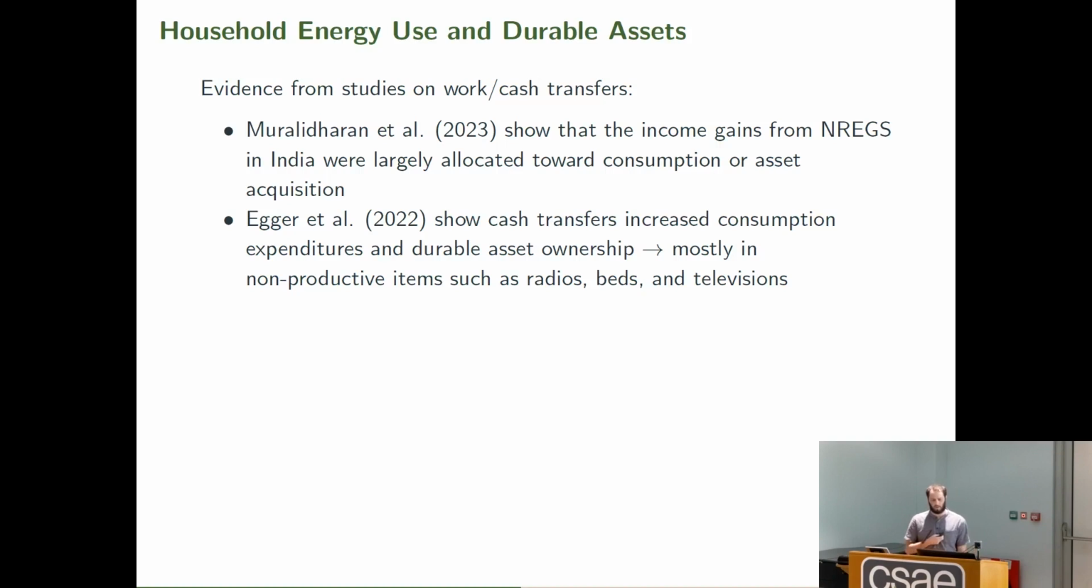So this paper in India looks at NREGS. And it finds that most of these cash payments were allocated towards consumption or asset acquisition. There's also this cash transfer in Kenya, I believe, that shows that there's an increase in consumption expenditure, but these are mostly on durable asset ownership.